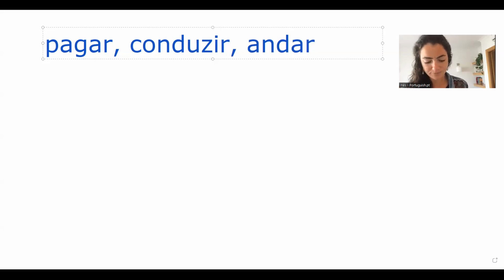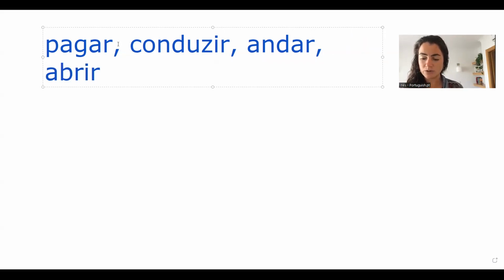andar. And I have two more for today, to open and to close. So to open is abrir, and to close we say fechar. So I want to show you something about the conjugations of the verbs. We will start with this using like an easier approach and selecting what we are studying.